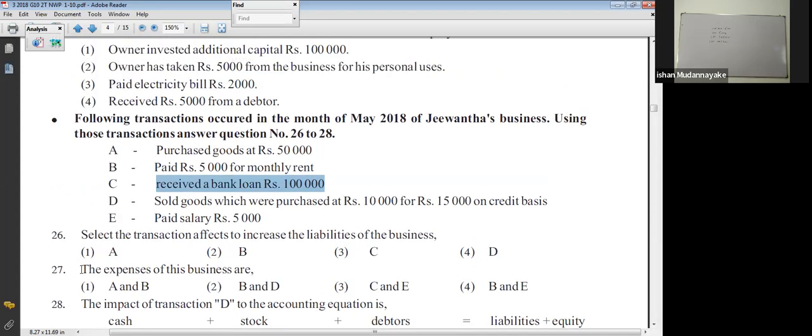Question number 27. What are the expenses of this business? What's the answer for question 27? Fourth one.